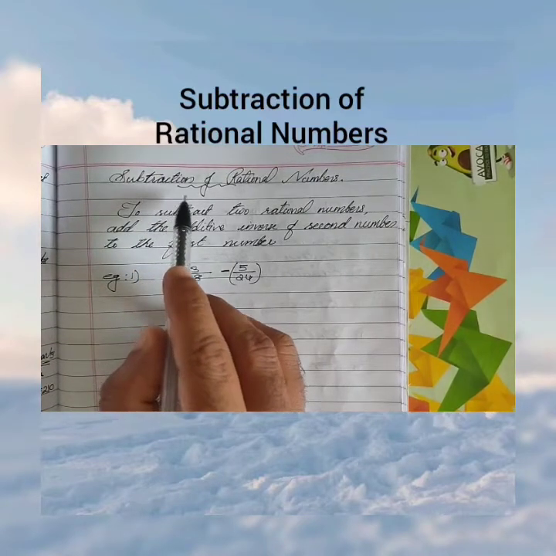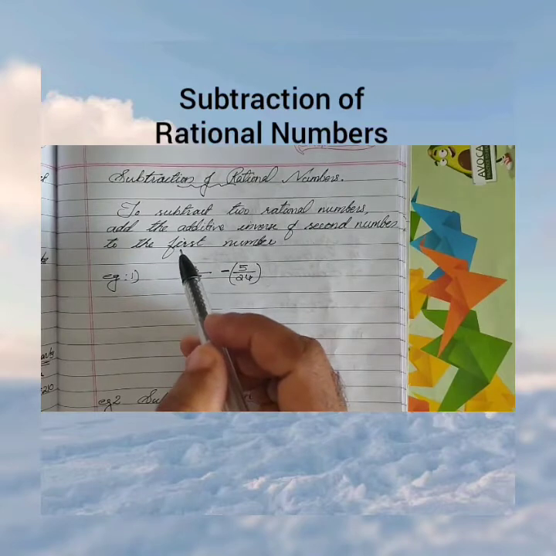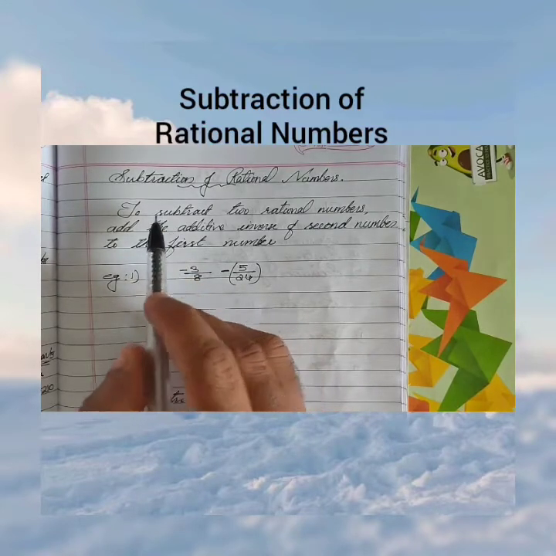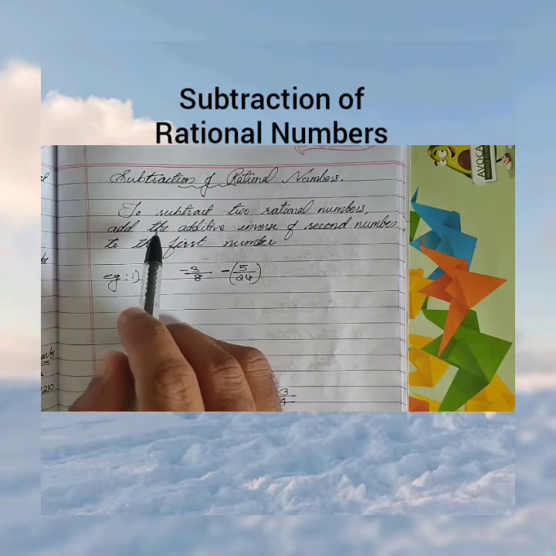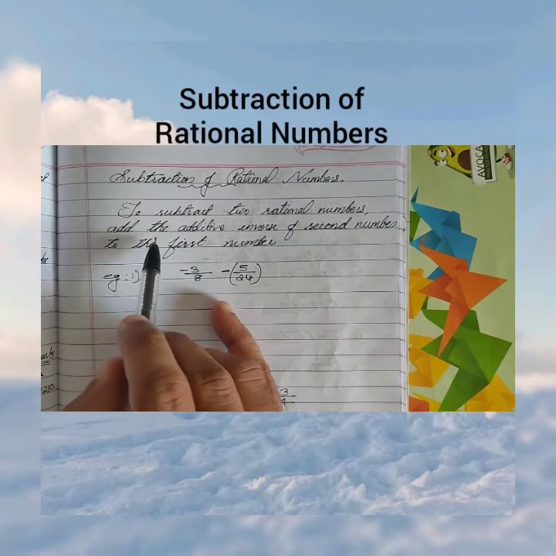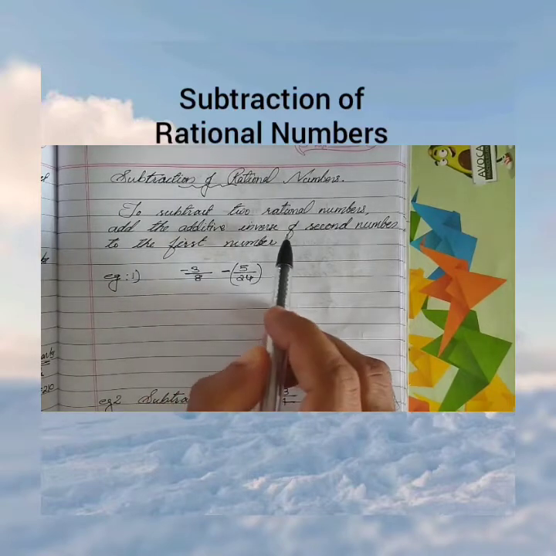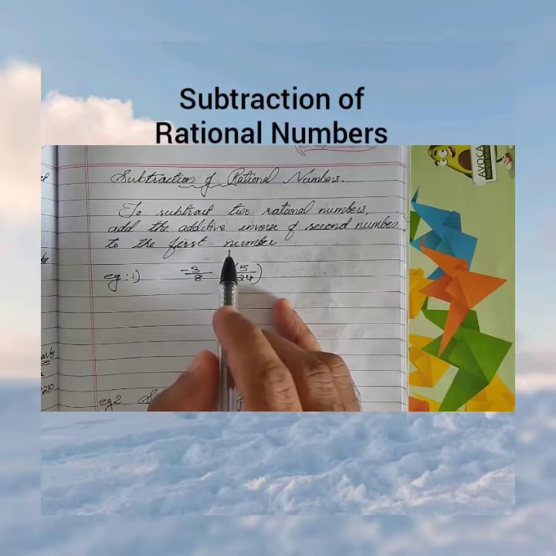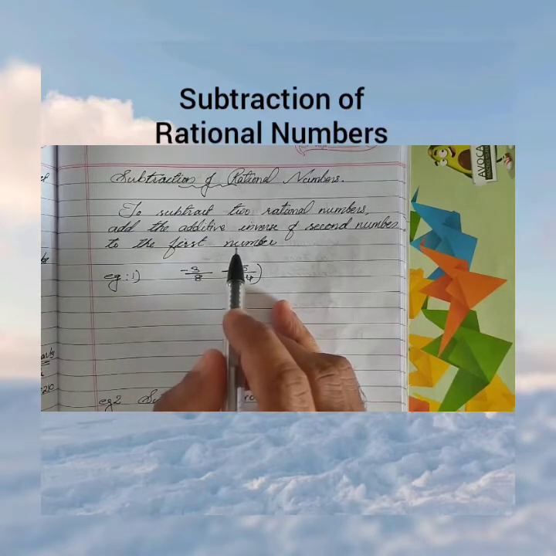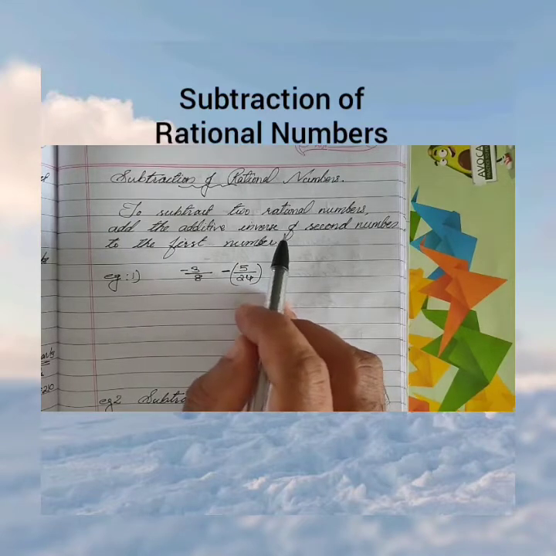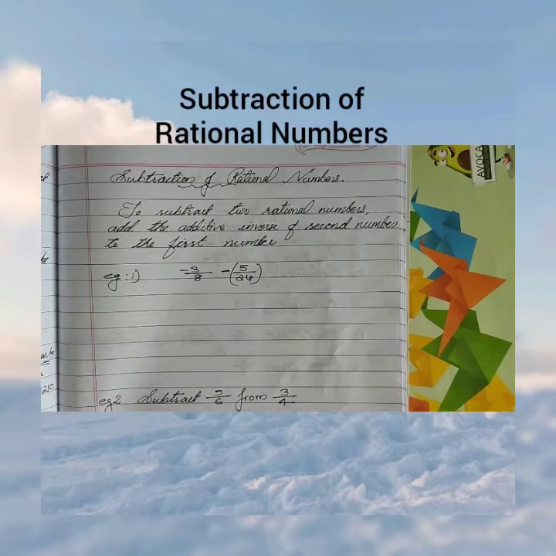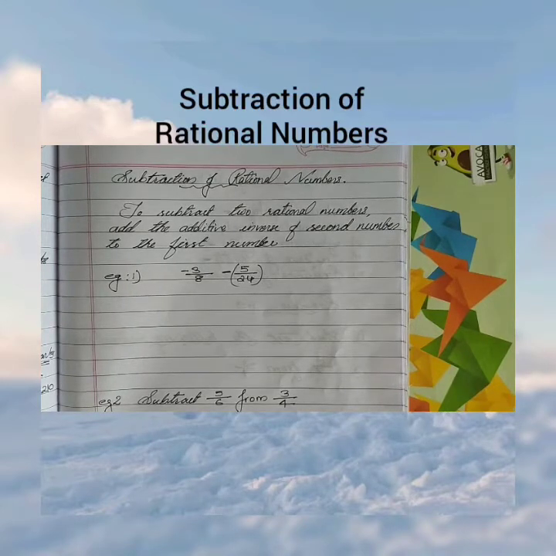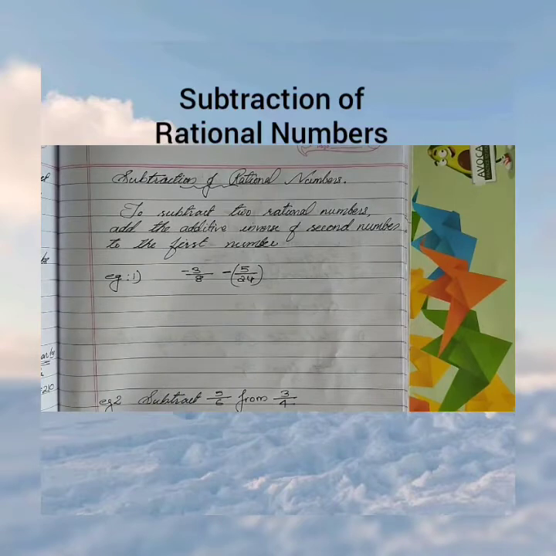Subtraction of rational numbers. Dear students, to subtract two rational numbers, we add the additive inverse of the second number to the first number. Means with the first number we add the additive inverse of the second number. That's the rule for subtraction of rational numbers. Means add the first rational number with the additive inverse of the second rational number. This is the rule for subtracting two rational numbers.